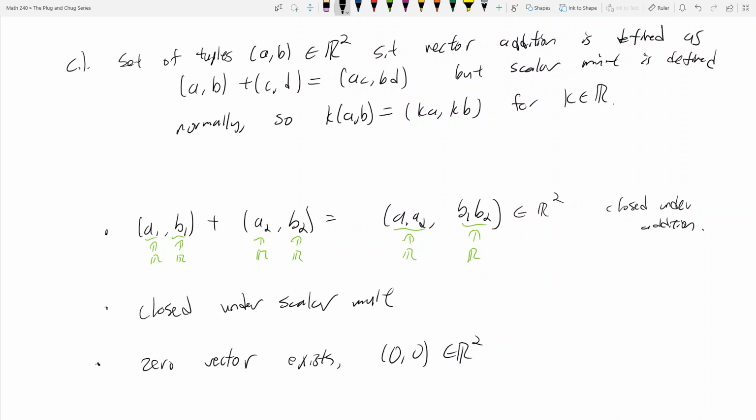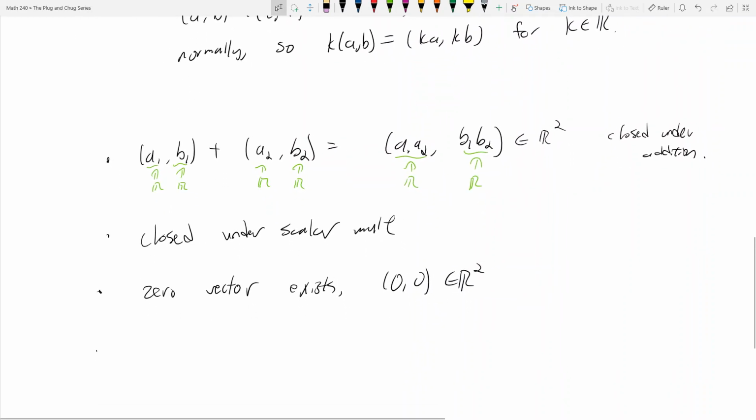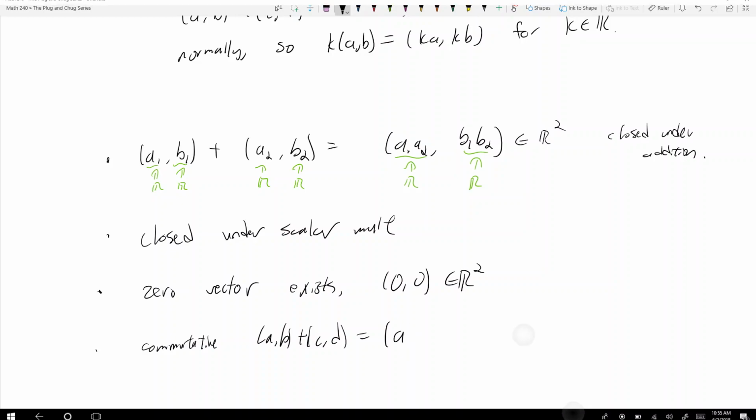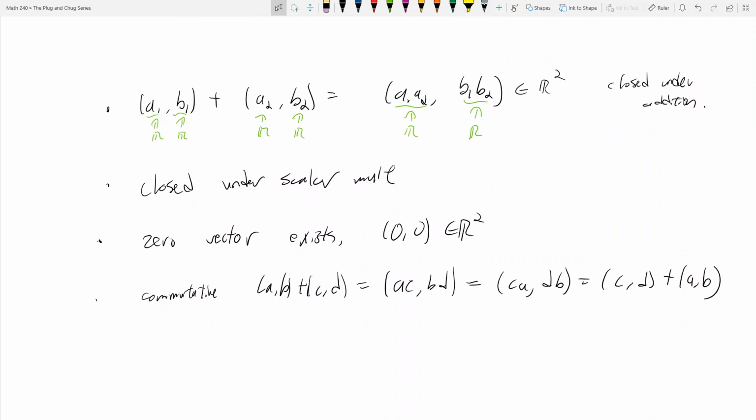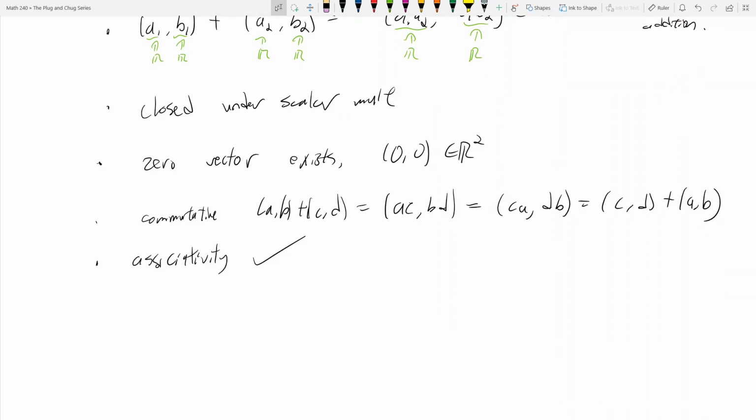Well, it needs to be commutative, right? That means (a,b) plus (c,d) needs to equal (c,d) plus (a,b), right? Well, (a,b) plus (c,d) is equal to (ac,bd), but this is equal to (ca,db), which is (c,d) plus (a,b), right? Based on how we defined addition. And so that works. Guess what? Associativity also works. That also holds. So what do we have left, right? Well, there's 10 properties, and the zero vector exists, your identity exists, right? What's the identity? What's the additive identity?